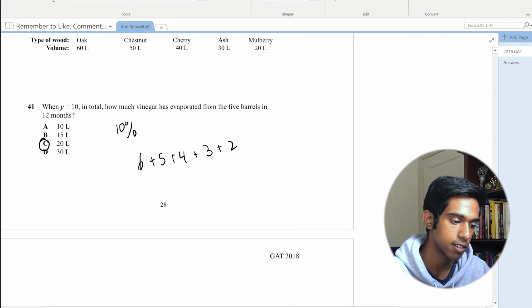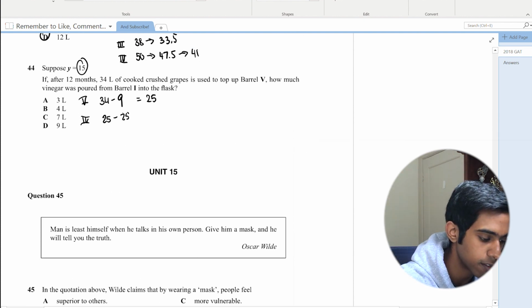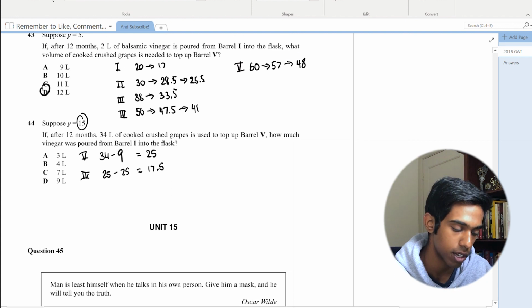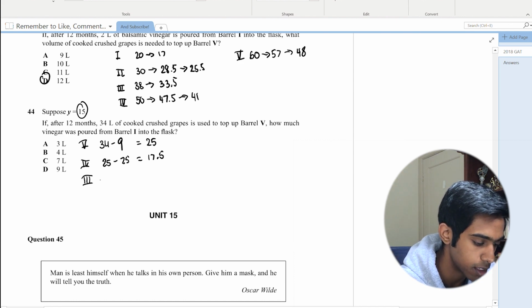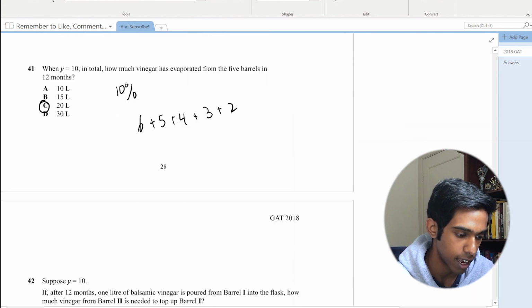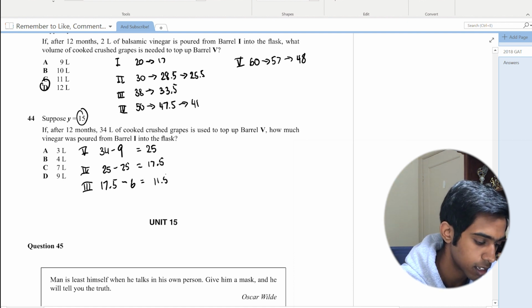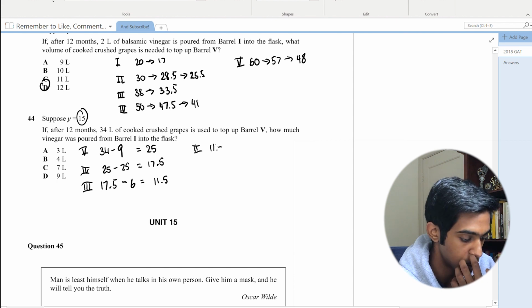Of the 25 liters, we have to calculate, this is going to be 7.5, so we get 25 minus 7.5, which gives us 17.5. So 17.5 liters had to be filled up, the rest 7.5 evaporated. That means we're filling barrel 3 up with 17.5. Of the 17.5, we have to calculate how much actually evaporated. 6 would have evaporated, so minus 6. So that leaves us with 11.5. Barrel 2, therefore, we filled up with 11.5.